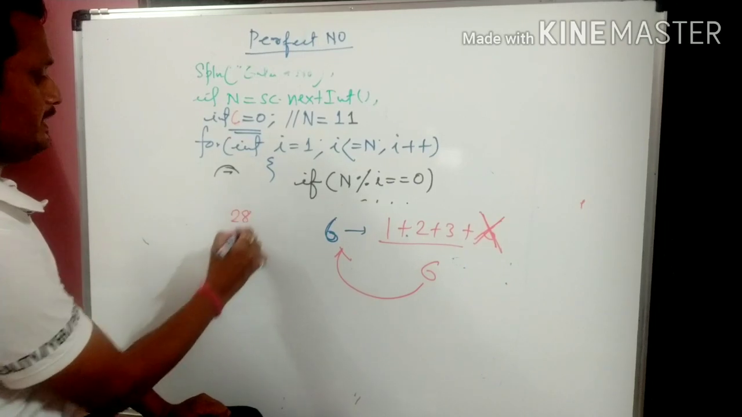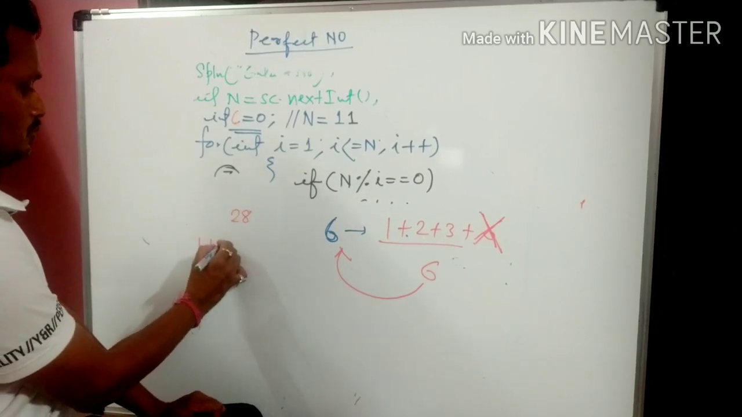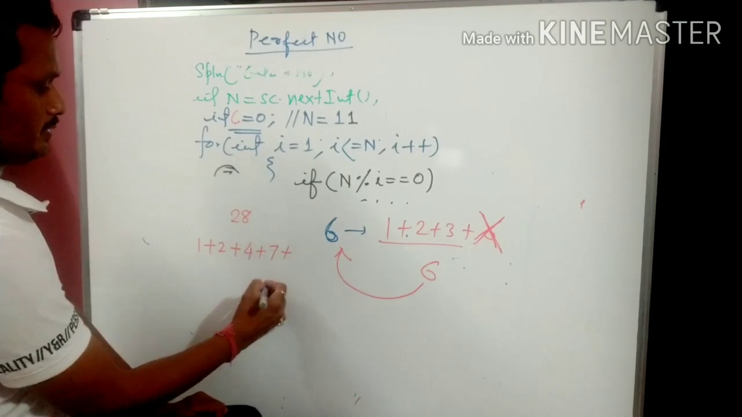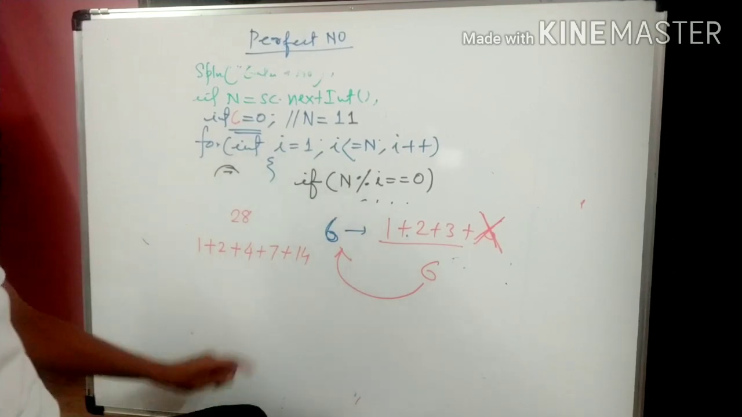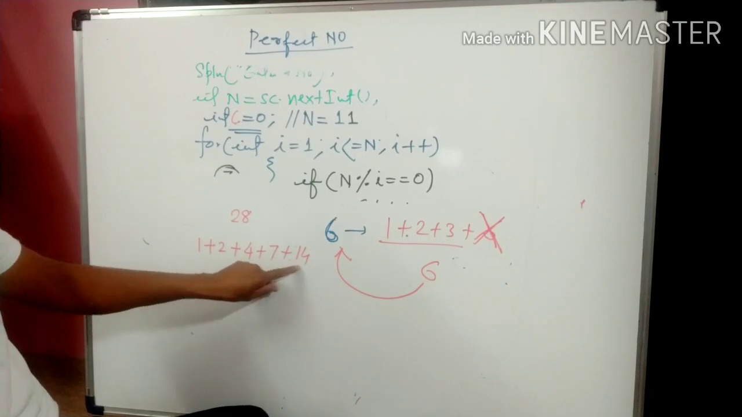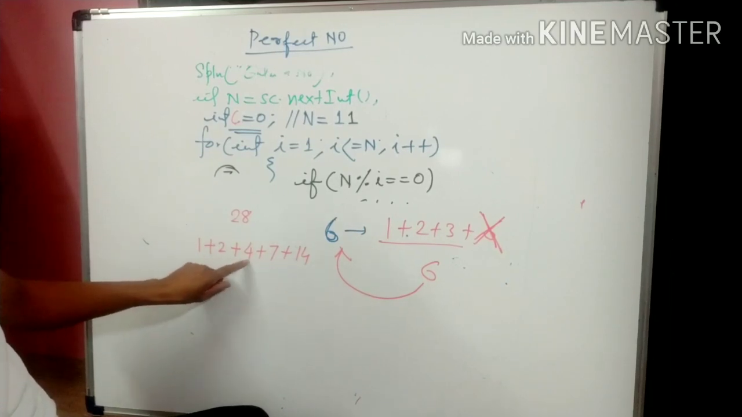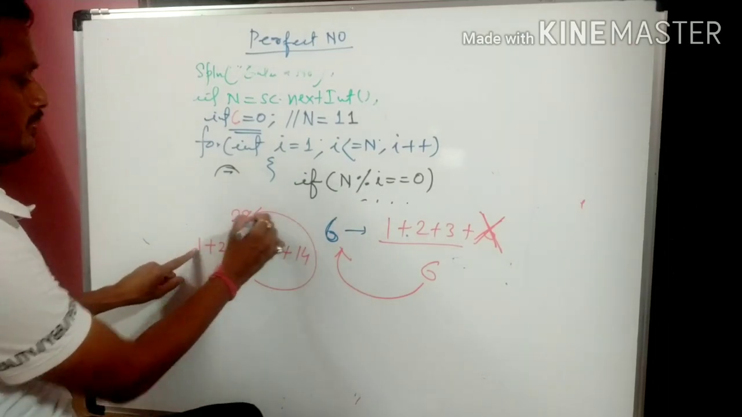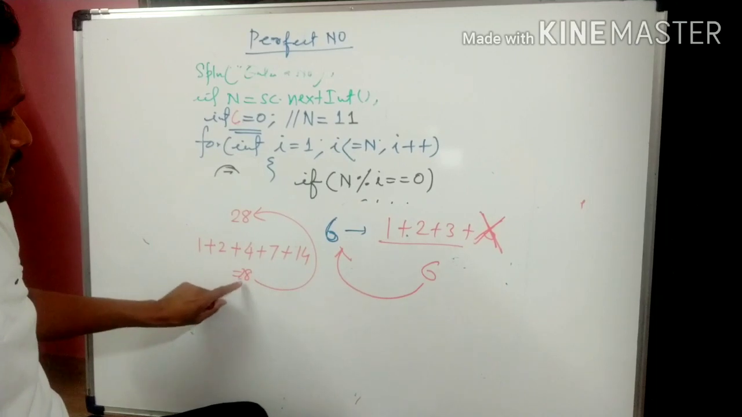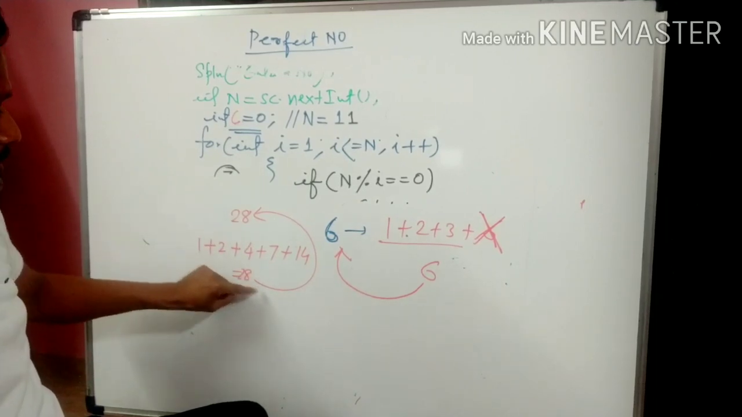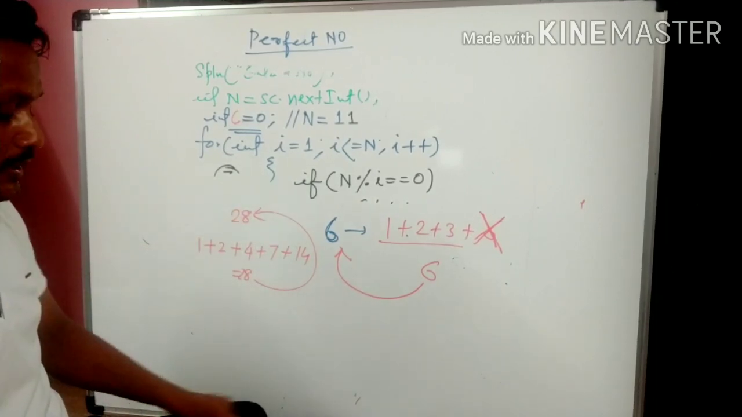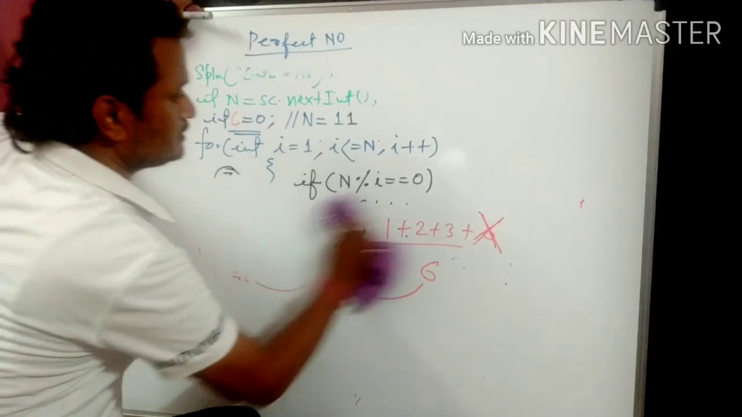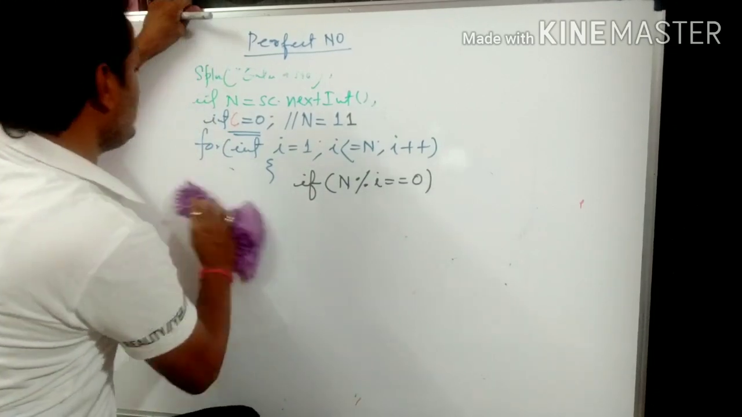Another example, 28. So that will be 1 plus 2, then 4, 14, excluding 28. Now you add it. So this becomes 21, and 4 makes 25, 26, 27 and 1, this is 28. This is the calculation. If the sum of factors is equal to the original number, it is known as a perfect number. P-E-R-F-E-C-T. So here, what do you have to do?